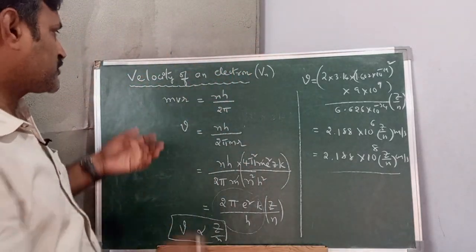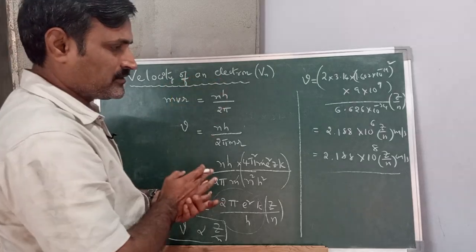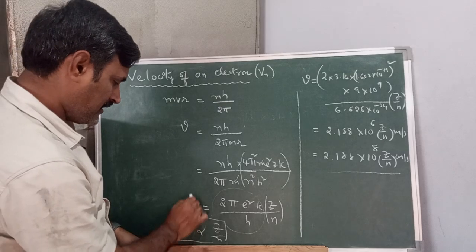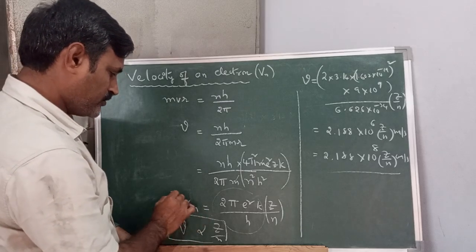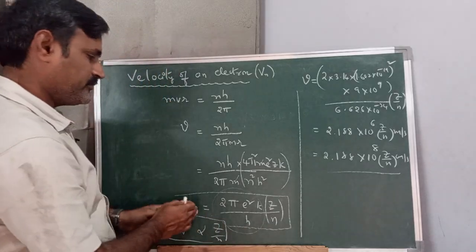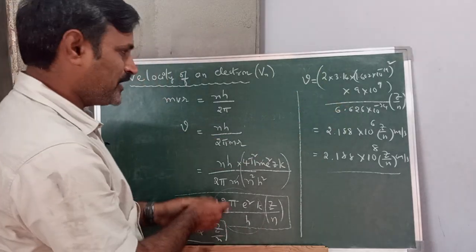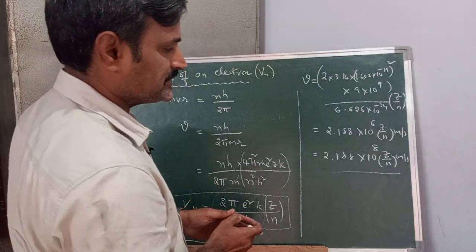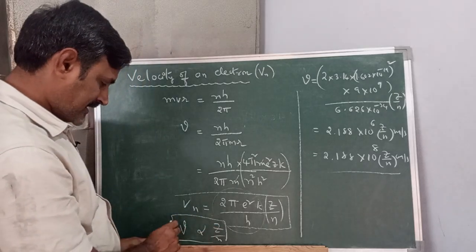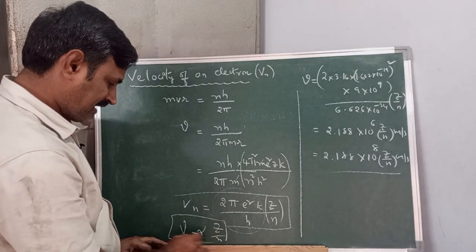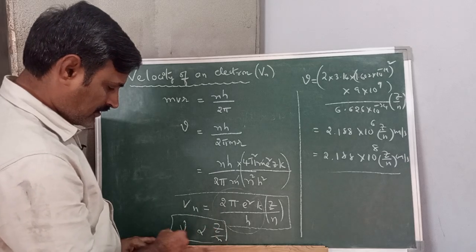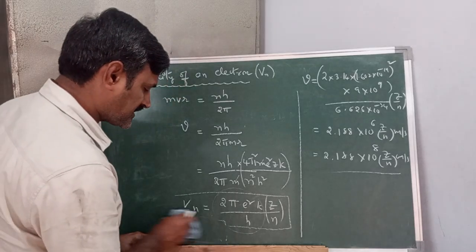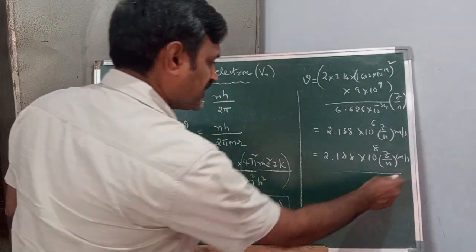This is the actual formula for the velocity of an electron in the nth orbit. You deduce the formula of nth orbit velocity, then substitute these values to get this number, 2.18 into 10 to the power of 8 z by n centimeter per second. And this relation between velocity and z, and velocity and n, will be useful when two velocities are asked. You can find the relation between the two velocities.